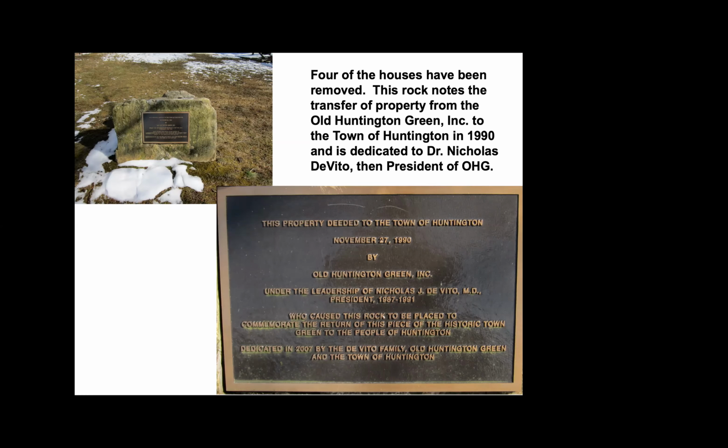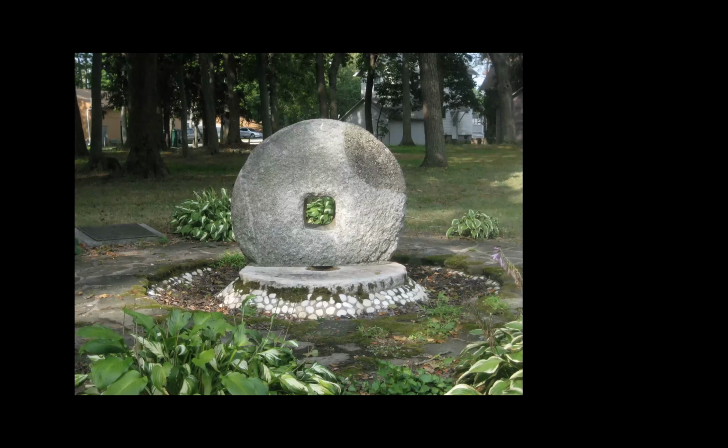There's one historical error with this marker, because it says that the land is returning this piece of the historic town green to the people of Huntington. This was never part of the historic town green. It was separate and north of where the green was, as we saw on the earlier maps. But the intention is to expand what was the historic town green, and that has been done, certainly with the North Meadow.